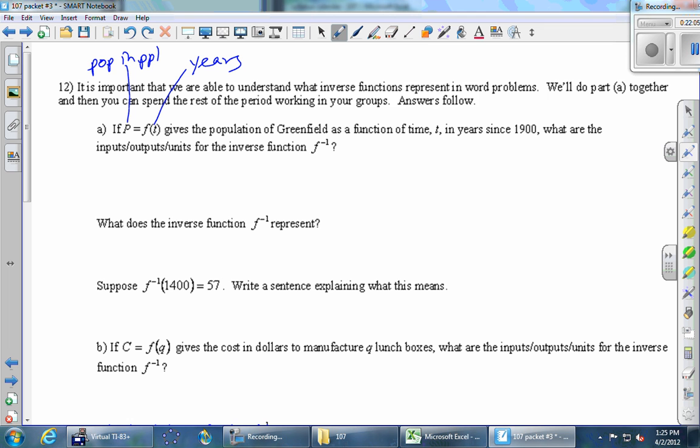And that's for the original function. But what happens when you go to the inverse function? What happens to the input and the output? They switch. So that means that for f inverse, the input is actually what? Is the population in people. And what's the output? Is the time in years.